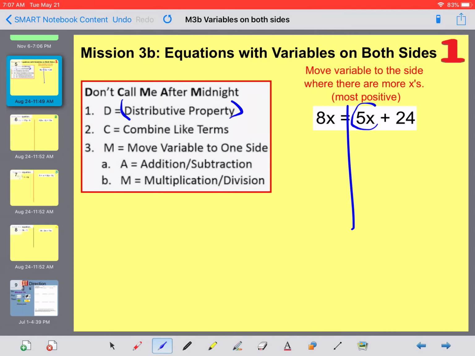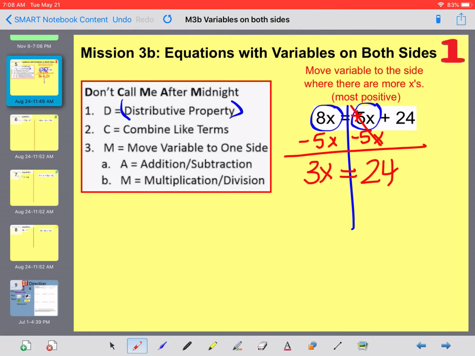We have letters on both sides. We need to move them all to one side. Now generally we move the smaller number, but if it doesn't work, you'll still get the same answer. So I'm going to move the 5x, and this is a positive 5x, so the opposite, which would be subtract 5x. So those eliminate. 8 minus 5 is 3x. And then write what you have left, equal to 24. So we've moved the variable to one side of the equation.